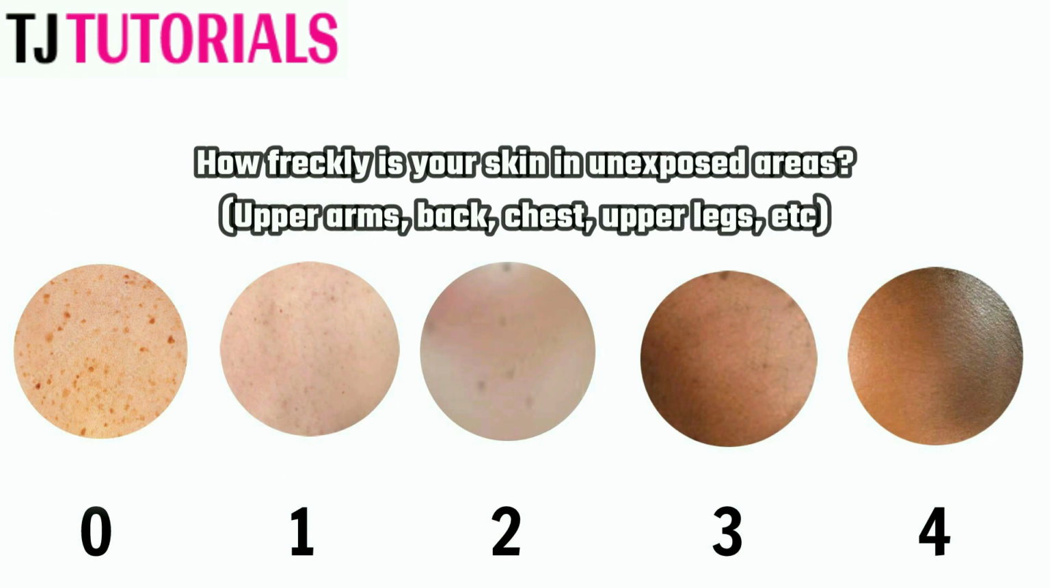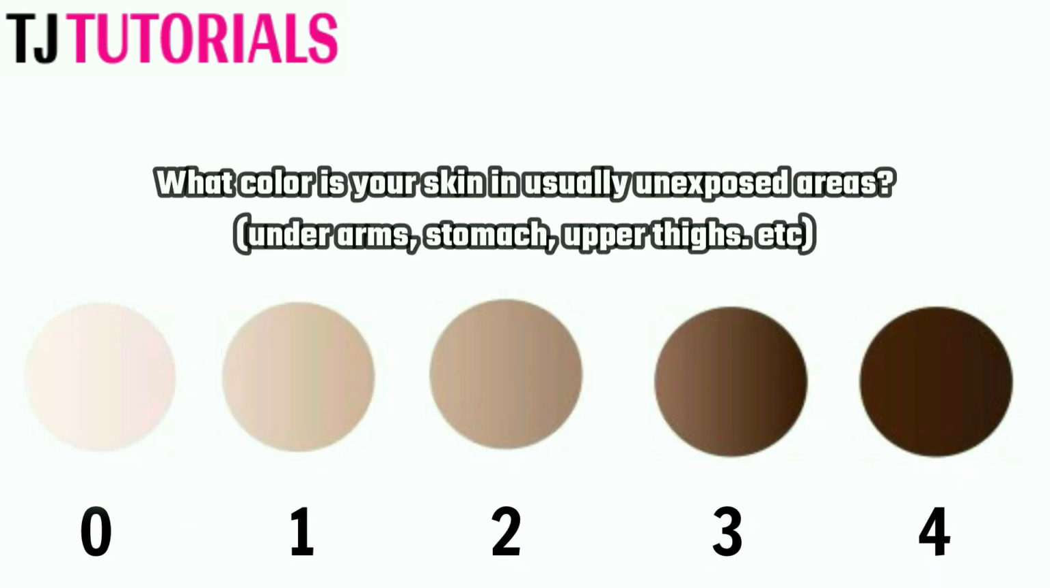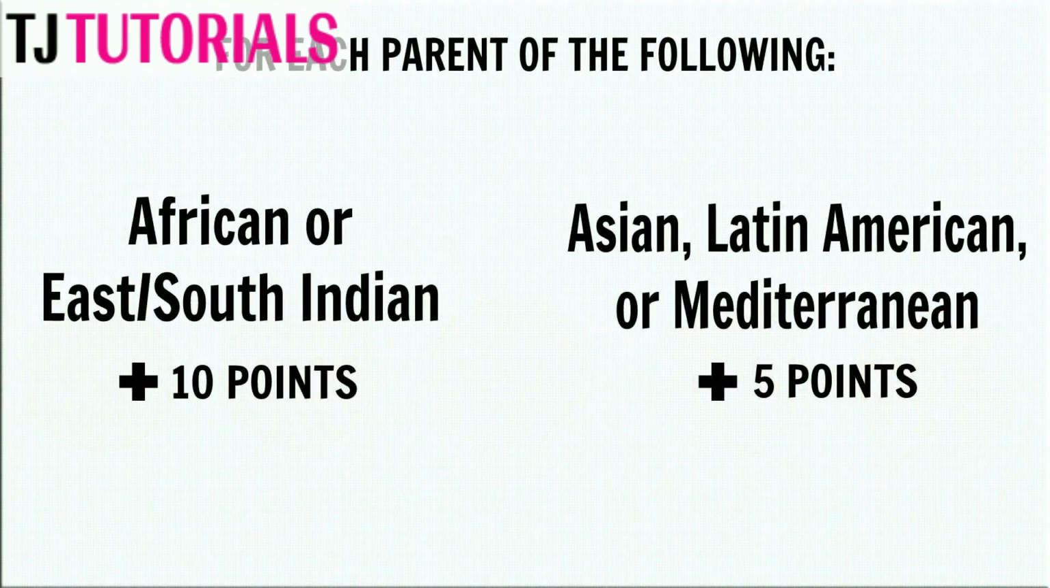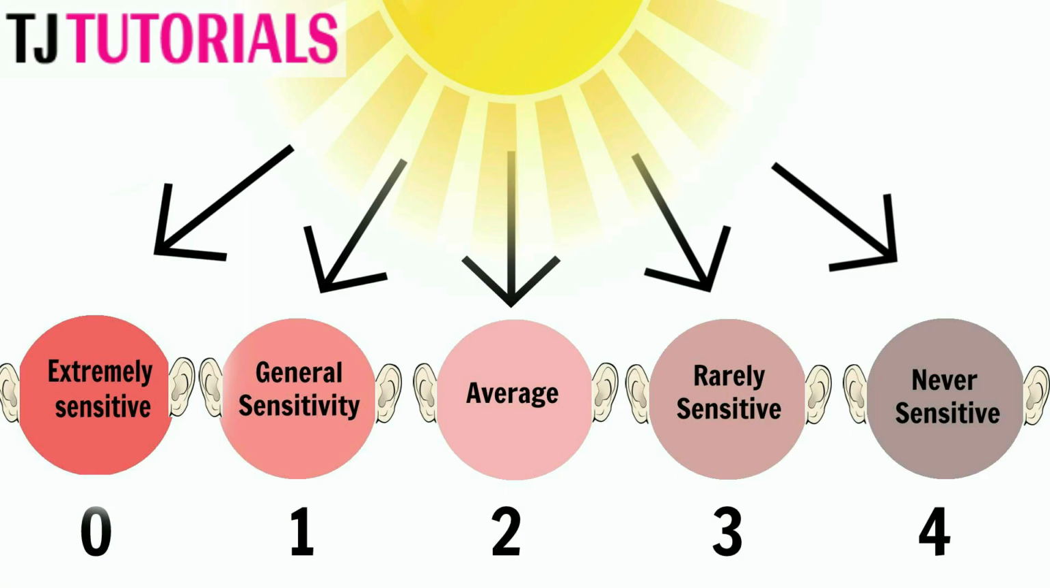How freckly are the unexposed areas of skin on your body? What colour is closest to the skin in the areas of your body that are usually unexposed to the sun? For each parent you have that is African or East or South Indian, add 10 points. Asian, Latin American or Mediterranean, add 5 points.